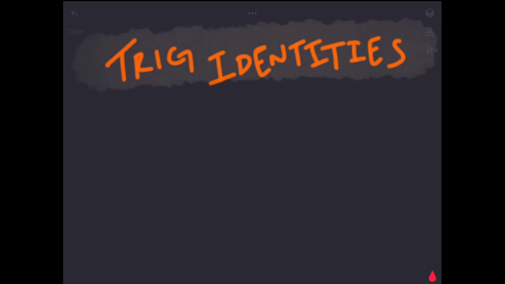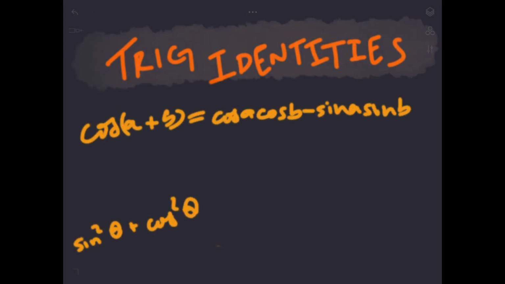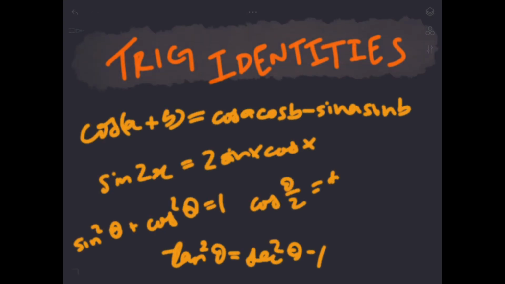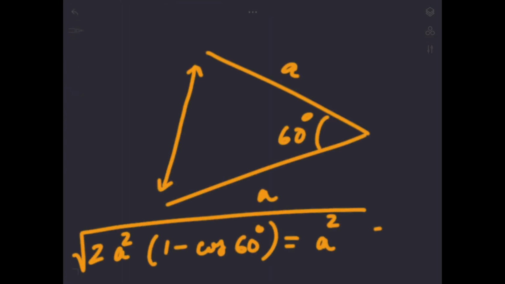Trig identities can be one of the most confusing parts of trigonometry. It feels like there's a million of them, and while they're annoying to remember, they can be pretty useful. So, where do they come from?